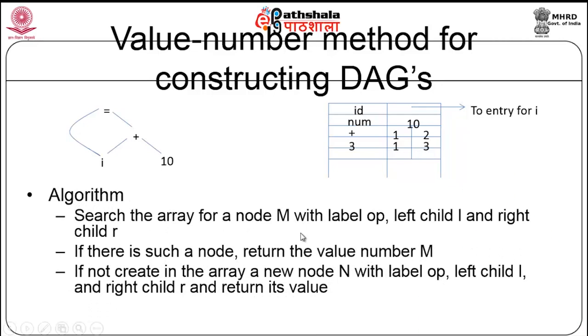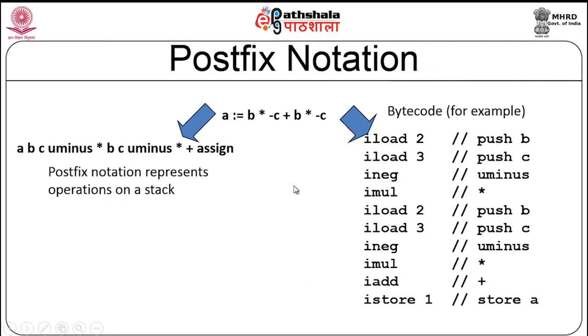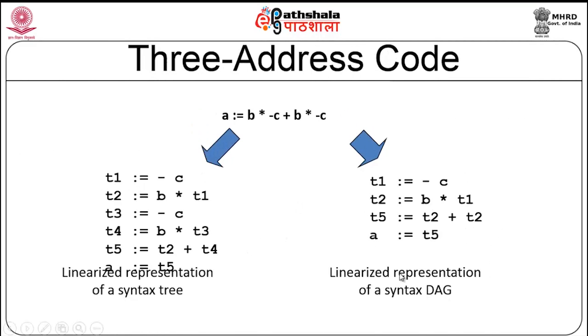Now this is a small algorithm for that. Search the array for a node M with label operand, L child and R child. If there is such a node, return the value number. If not, create a new array node with the label and the left and right child, and return its value. That is going to be the algorithm. So we can use a hash table here. This we will be looking at. An example of this also we will be looking at in the next module.